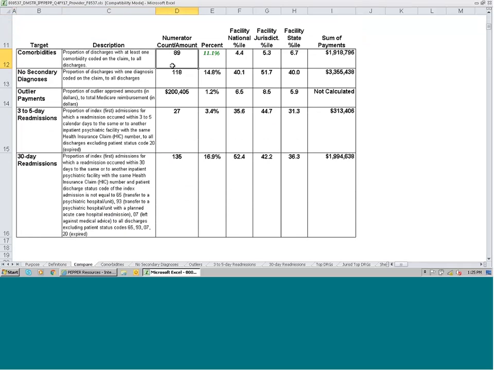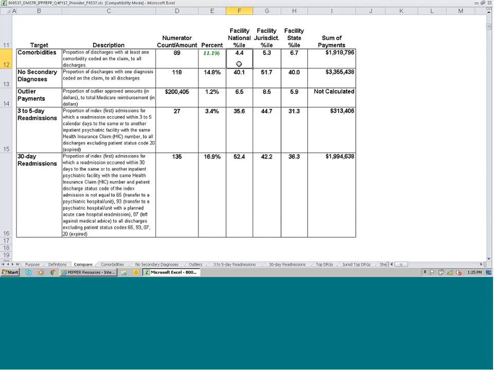And this is going to be, like for the comorbidities, the discharges that had at least one comorbidity coded on the claim. The denominator value is not included on this report, but it is on the specific target area report, which I'll cover in just a moment. When we divide the numerator by the denominator, we get our target area percent. So this IPF's target area percent for comorbidities is 11.1%. I want you to think back to that ladder that we just had on the previous slide. So we're plugging our 11.1% in along with all of the other providers in the nation, and we can see that the national percentile value for this provider is 4.4.